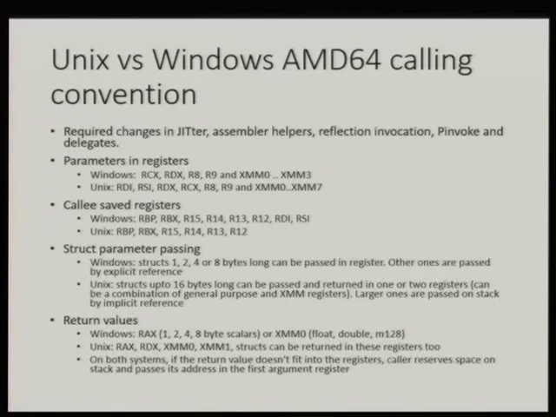Then there are different callee saved registers, which are registers that the callee is required to preserve for the caller. So if a caller calls a callee and the callee wants to modify or use some of these registers, it needs to store them and restore them before it returns. There are two fewer callee saved registers on Unix because they are actually used for parameters.